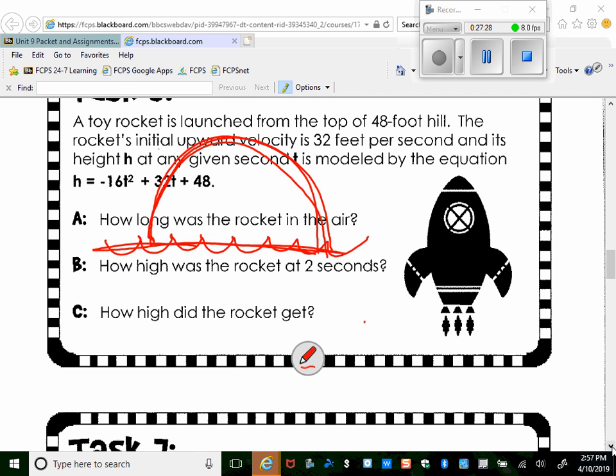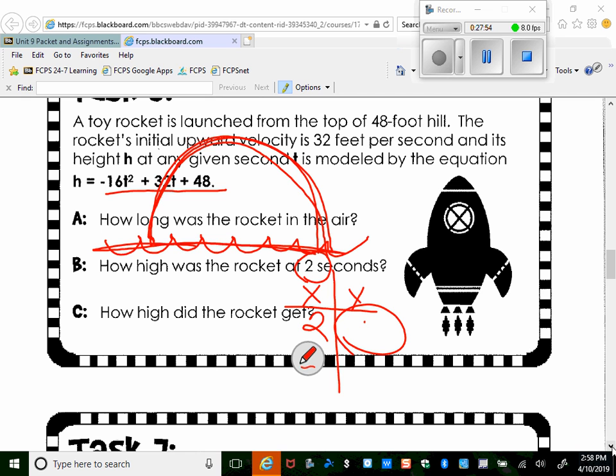All right. How high was the rocket at 2 seconds? This is your x. So all you have to do is type in this equation, go where x is 2, and that's your answer. So when they give you time, you just got to pair it up with what the y is.